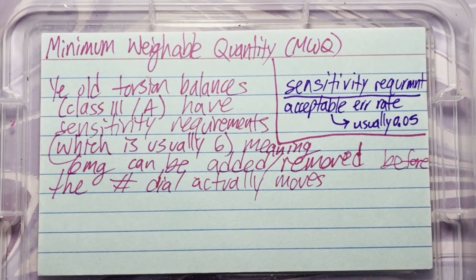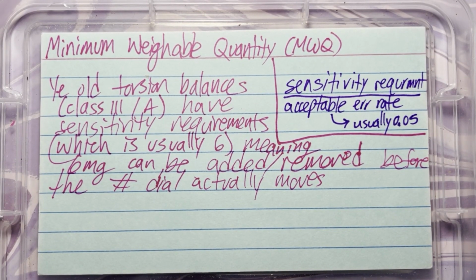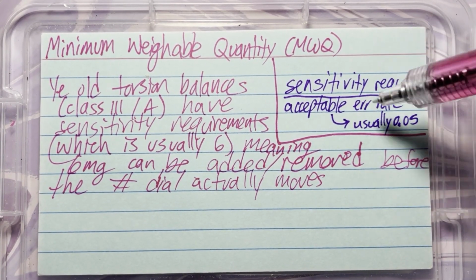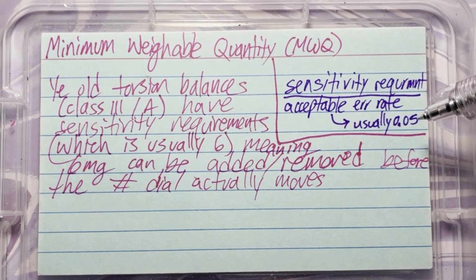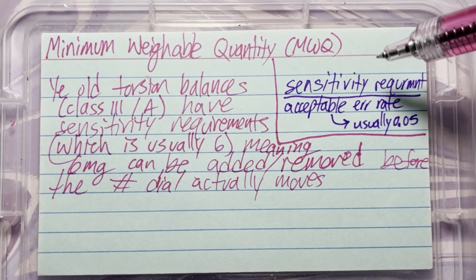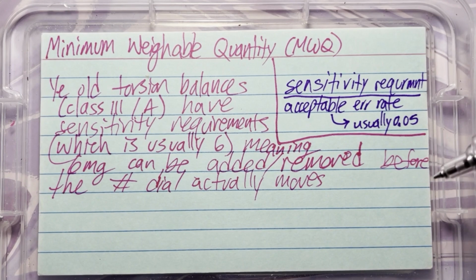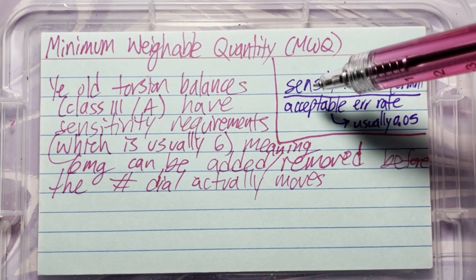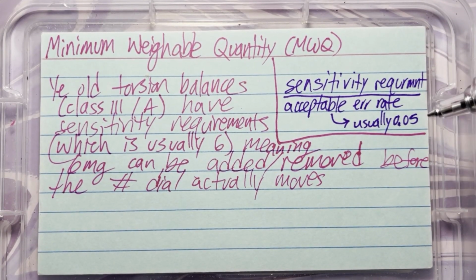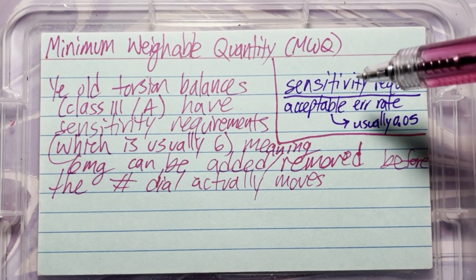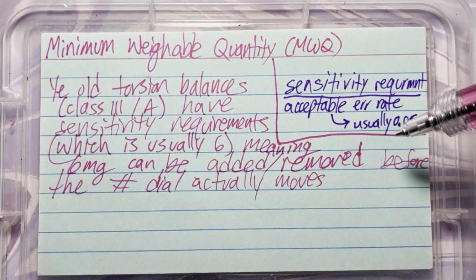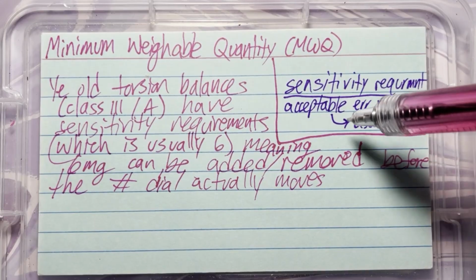Minimum weighable quantity. This is such old news, but you've got to know it just in case. You don't want to miss this question, you guys. Sensitivity requirement divided by the acceptable error rate. And that's usually going to be 6 divided by 0.05. Don't ask me why, but sensitivity requirement is usually 6, and the acceptable error rate is usually 0.05. But just use whatever numbers they give you. And try to remember that the smallest number, the little decimal, is going to be at the bottom.